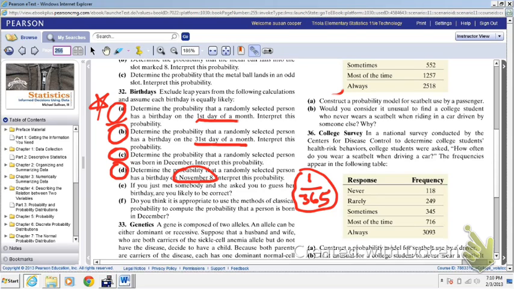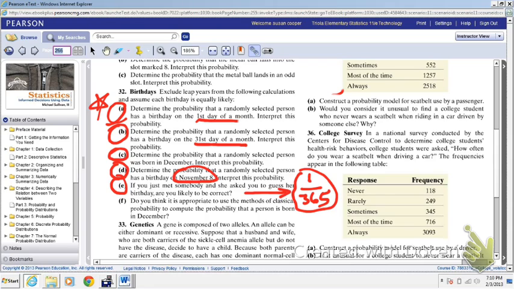All right. Now let's go ahead and try part E. If you just met somebody and she asked you to guess her birthday, are you likely to be correct? That's basically asking you, what's the chance that you're going to guess that person's birthday correctly? Very slim, right? 1 out of 365, that's not likely.